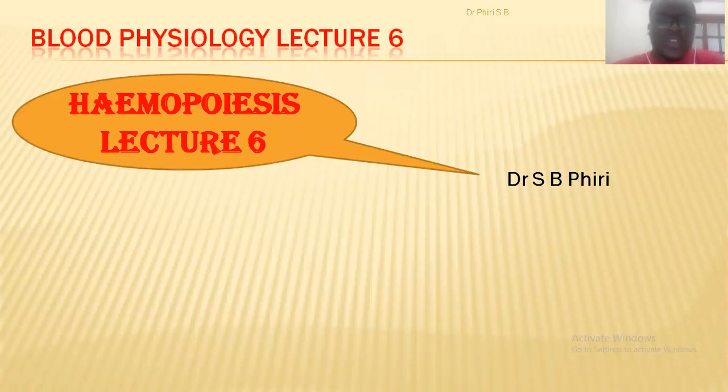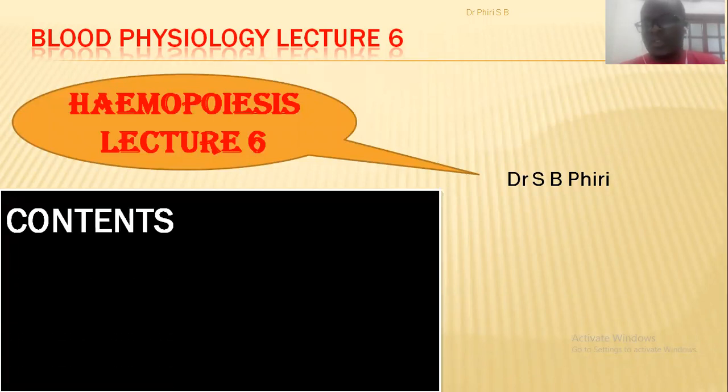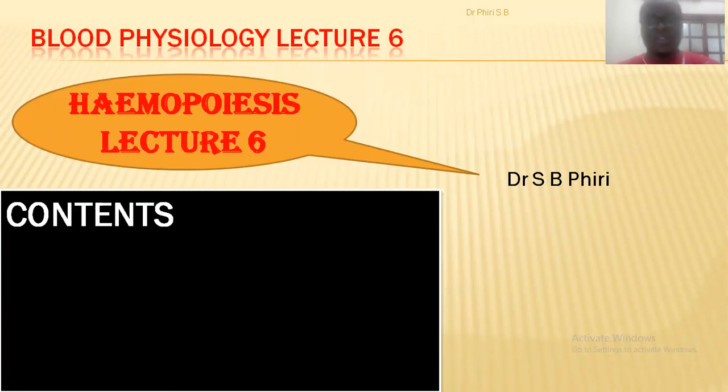As you already know, there was a lecture that we looked at hemopoiesis. So this hemopoiesis, we're looking at a different angle. What we discussed last time, we're looking at erythropoiesis. But today, we'll concentrate on white blood cell development, which is called leukopoiesis. So it's also part of hemopoiesis, but in particular, we'll be discussing leukopoiesis, the development of white blood cells. So we'll also look at the functions of white blood cells, and also later on, we'll look at diseases of white blood cells.